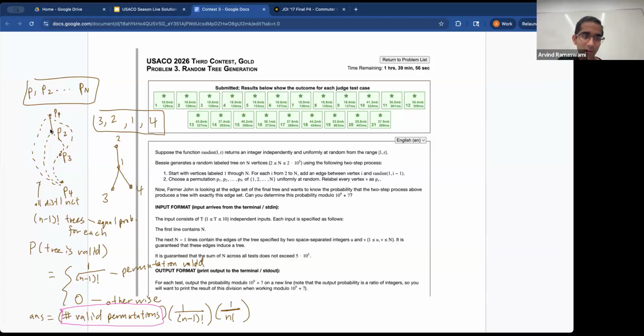So let's look at this process again, right? We link P2 to P1, and then we link P3 to some earlier neighbor of that, and we link P4 to some earlier neighbor. So if I just draw the tree given in the input, let's consider what could be the valid permutations. So this is the input. Let's say the input looks like this.